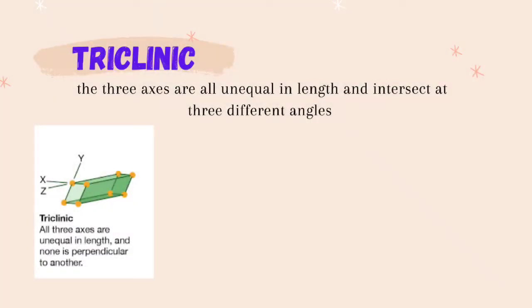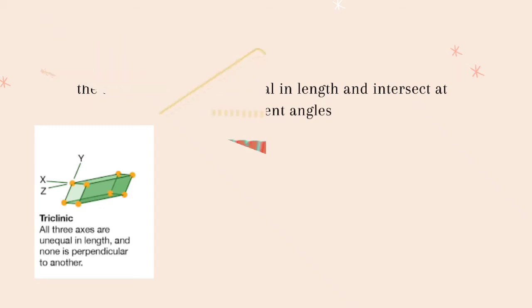The last and seventh crystal system is the triclinic system. The three axes are all unequal in length and intersect at three different angles. Or, in another definition, all three axes are unequal in length and none is perpendicular to another. This crystal system is based on a triclinic inner structure, meaning three inclined angles.